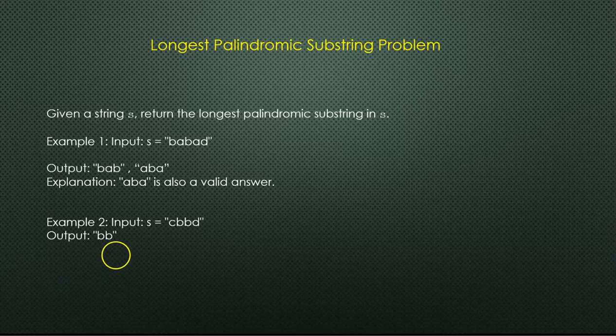So the problem is this. Given a string S, return the longest palindrome substring in S. For example, input S is equal to BABAD. The longest possible palindrome substring could be BAB or ABA. Both are valid answers. For input string S is equal to CBBD, the output is going to be BB, which is the longest palindrome substring.